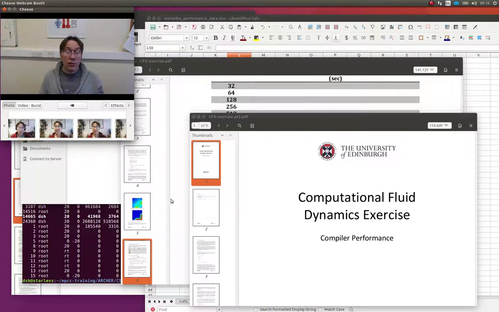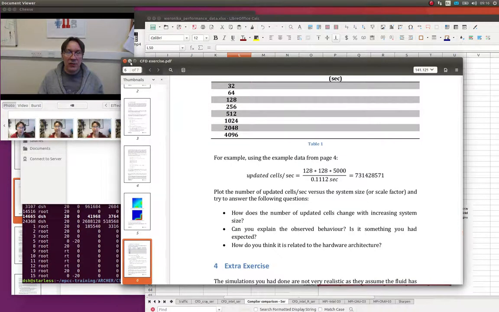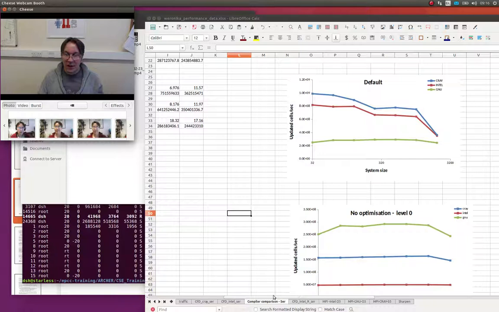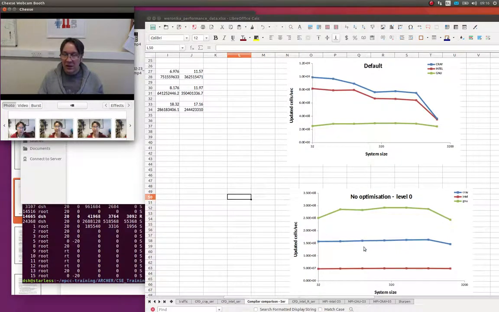So now I just want to go through the answers, well, not the answers, but the output, what you're supposed to learn from the compiler ops performance sheet here, which is the one we're concentrating on now. What I've done, as we expected in the sheet, is run the program on a single CPU core for three compilers. The three compilers available on Archer are Cray, Intel, and GNU, and I've run them at various different optimization levels.